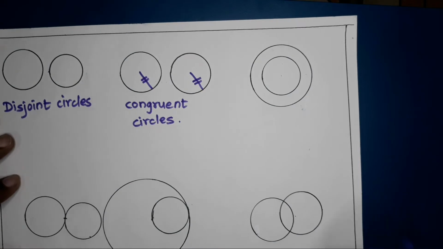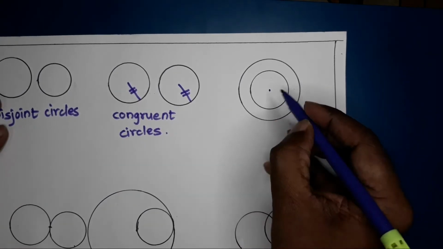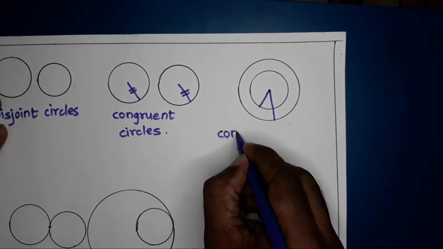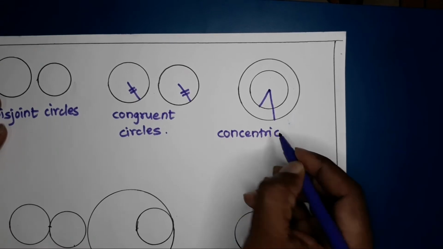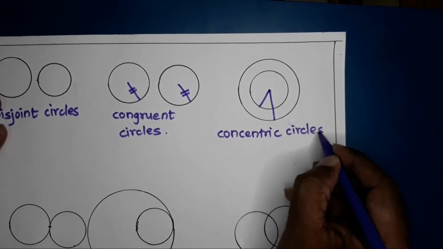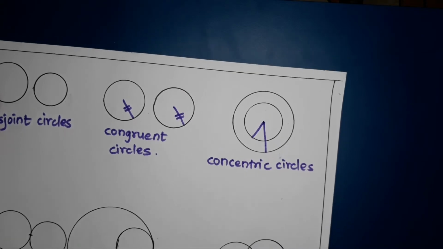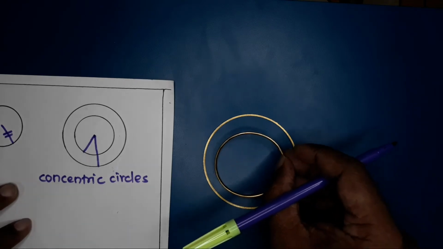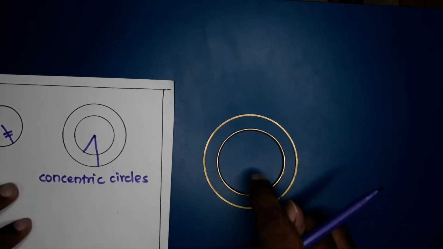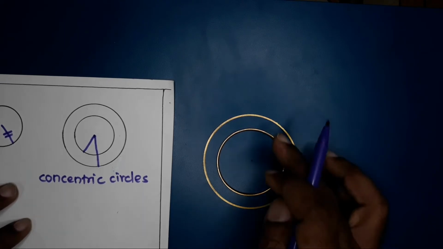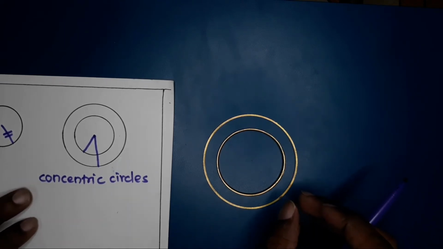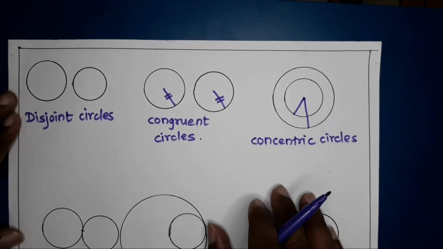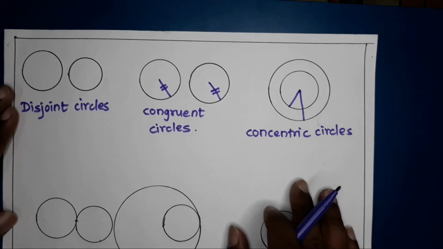Now let's see one more type. If the center is common but the radius is different for two circles, then such circles are called concentric circles. For example, look at this bangle, and if I put this bangle inside it, then the center is common, so these two circles are called concentric circles. Like ripples, when we throw a stone in water, we get many such concentric circles.